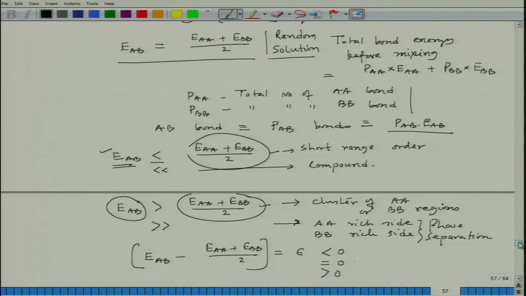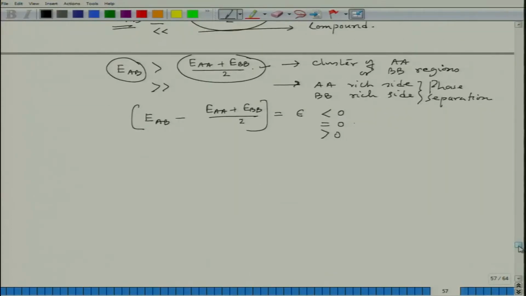So we would try to relate this e with the coordination number, which is Z, as well as the composition of A and B, and this composition of A and B means XA and XB.